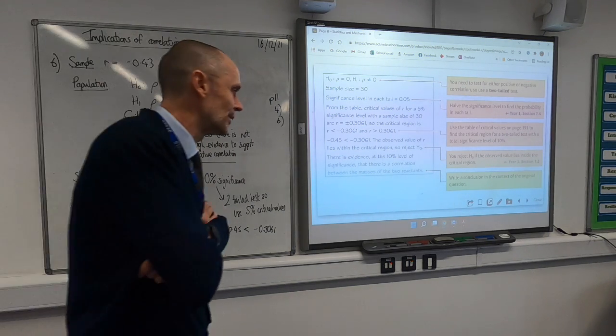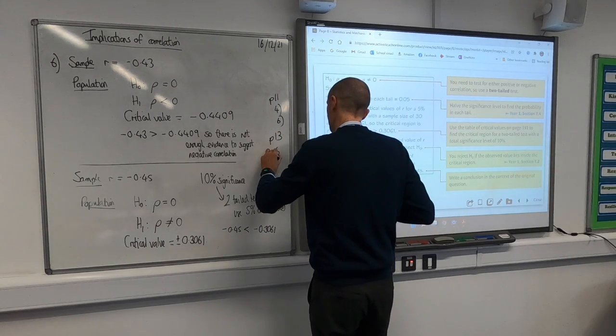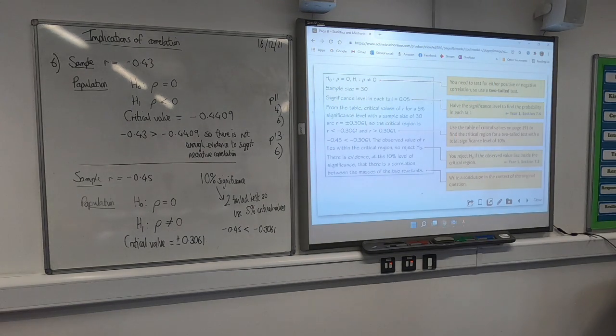So there is evidence at the 10% level of significance. You wouldn't perhaps be expected to write that because that's what you've been asked to do, but there is a correlation. I would add to that, so we reject the null hypothesis, but I think it's always important to put it in context to say, actually, which means that there is evidence of a correlation. So let's just do one example of that, which you find on page 13, question 6. Remember, you need to halve the significance level when you look up your critical value.